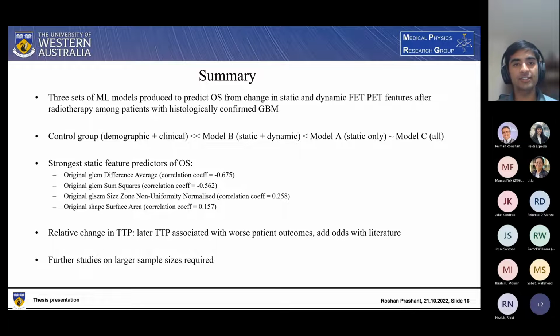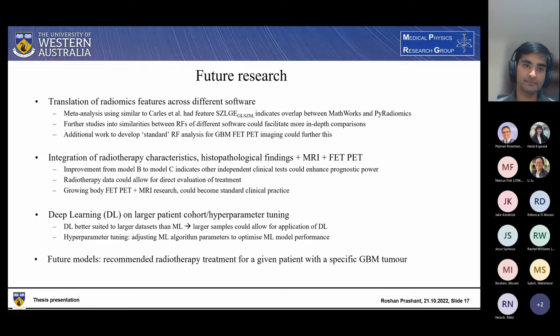The strongest static feature predictors of overall survival were found to be these 4, and in particular, the GLCM difference average and sum squares were found to have a moderate correlation with overall survival. The relative change in TTP and its correlation with overall survival was the inverse of what is found in the literature, and so these findings indicate that further studies on larger sample sizes are required, and this is on top of the limitations that were just previously discussed.